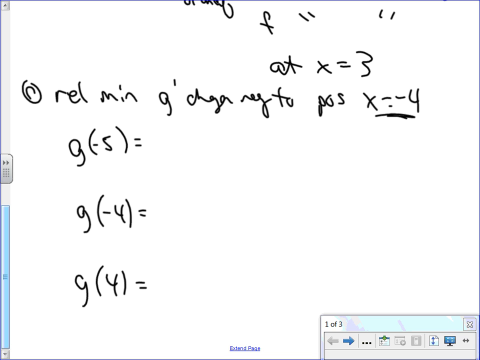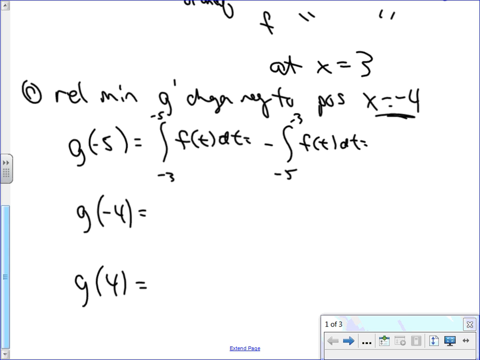Okay, so G of negative 5. Did they give you that at the beginning? Oh, no, they didn't. Yes, you do by the area. The integral from -3 to -5 of f of t. And that's backwards, yes. So put a negative in front of it, -5 to -3 of f of t. And then go up there and do it by area.